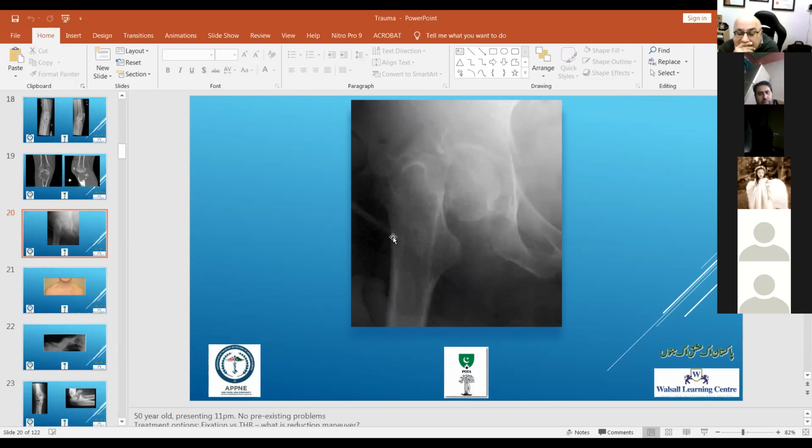Incomplete valgus impacted. Type 2 is a complete fracture. Right. And type 3 has perpendicular trabecular patterns, and type 4 has the parallel trabecular pattern to the neck, with the acetabulum. Does that help you in your mind?